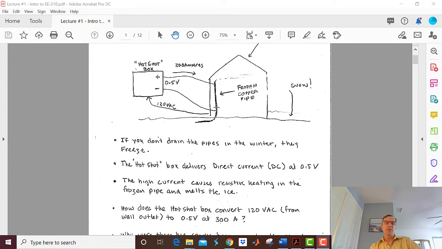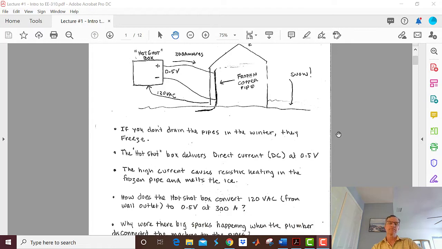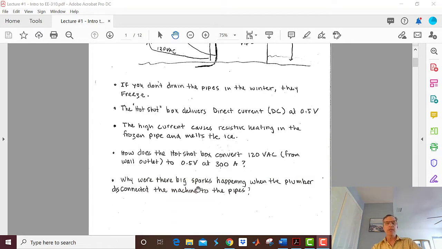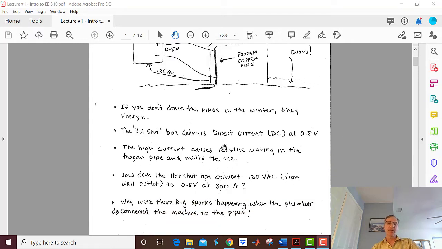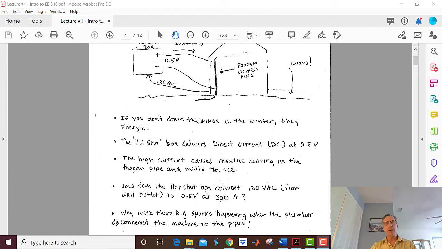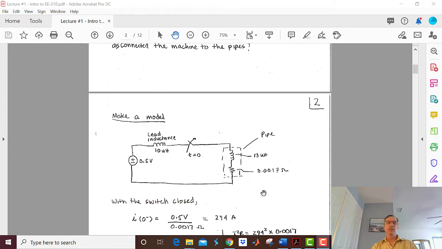I mean, for that matter, why are there big sparks when you jump start a car and you connect and disconnect the jumper cables, which hopefully you connect and disconnect the last one down somewhere on the frame, not near the battery, because charging batteries produces hydrogen gas and blows people up. So why were there big sparks happening when the plumber disconnected the machine at the pipes? We're engineers. Let's make a model.